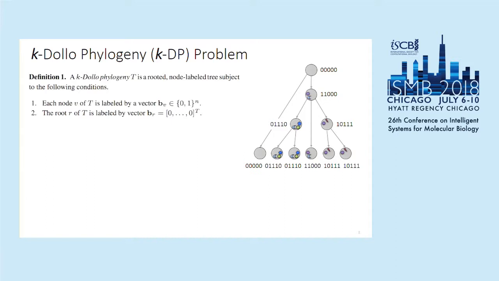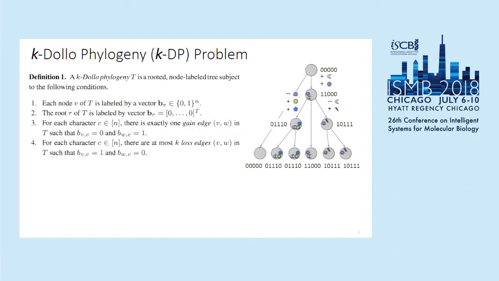So essentially what we want to do is reconstruct the tree from these leaves. And a k-dollar tree can be defined very beautifully mathematically. So you can capture with math what I was describing: you go from 0 to 1 only once, and you go from 1 to 0 per character at most k times. That's essentially what's here in math. So we don't have to dig into that.